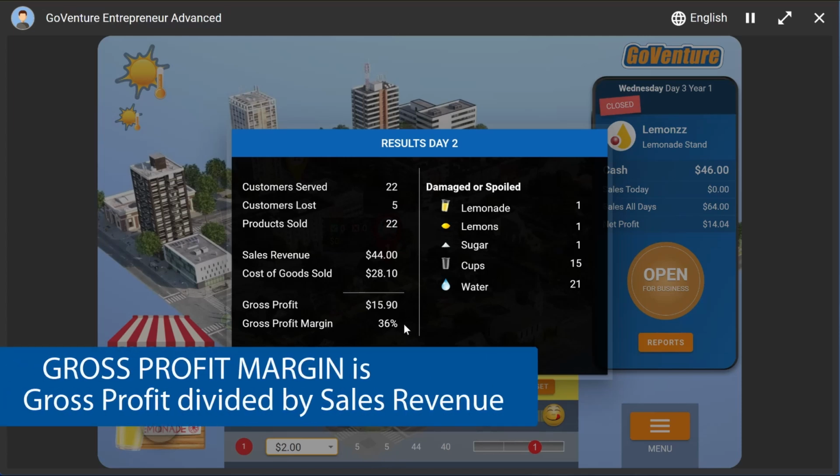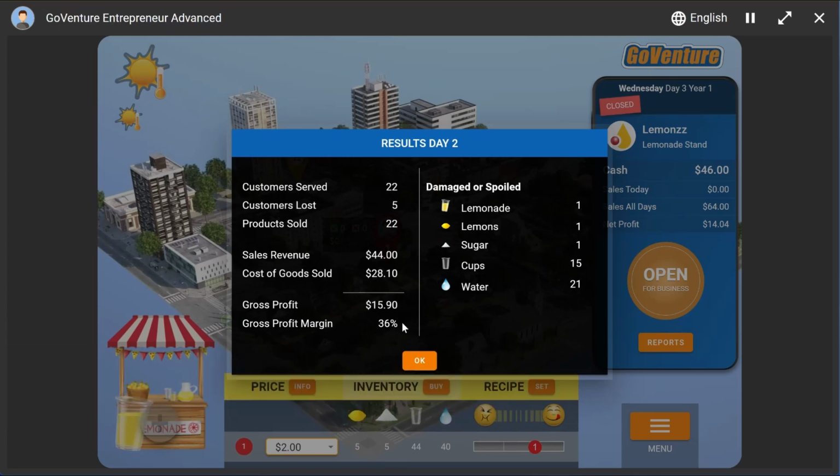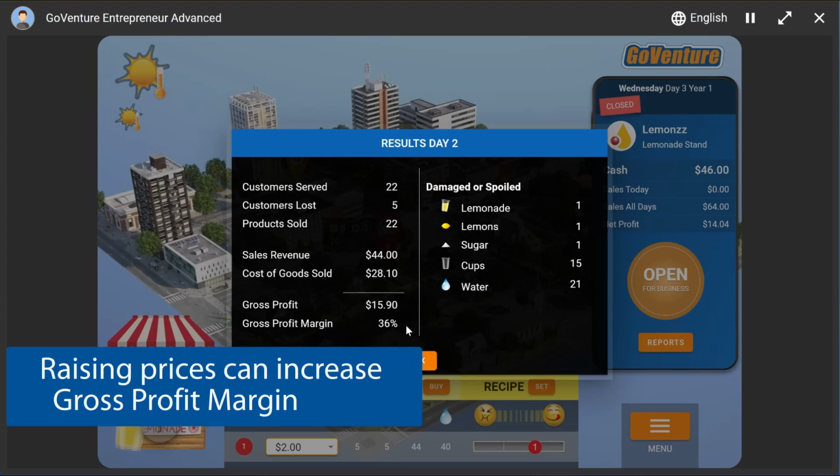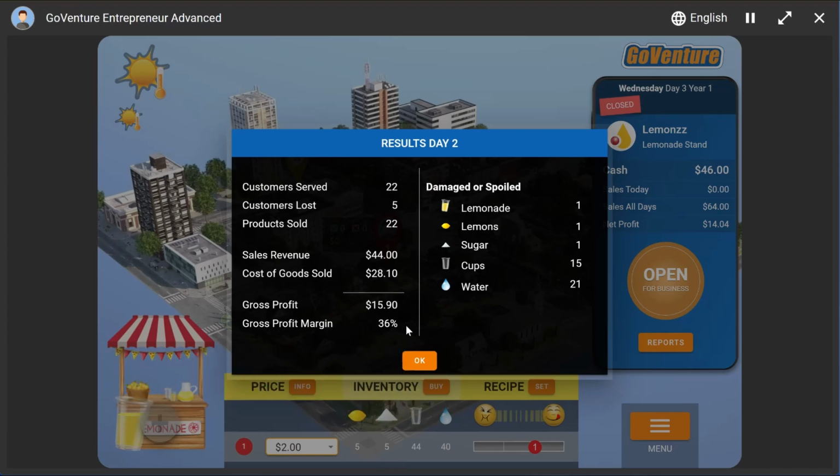So last time it was 40%. So our margin went down a little bit, and that's because our cost of goods was a little bit more expensive. I think it was about 5 cents more expensive than last time. So our gross profit margin was a little bit lower. Now, if we raised our prices, we could get that gross profit margin up higher, but then we risk maybe fewer customers buying or not. There's no real way to know unless we experiment, and that's the power of a simulation like this. It allows us to experiment.